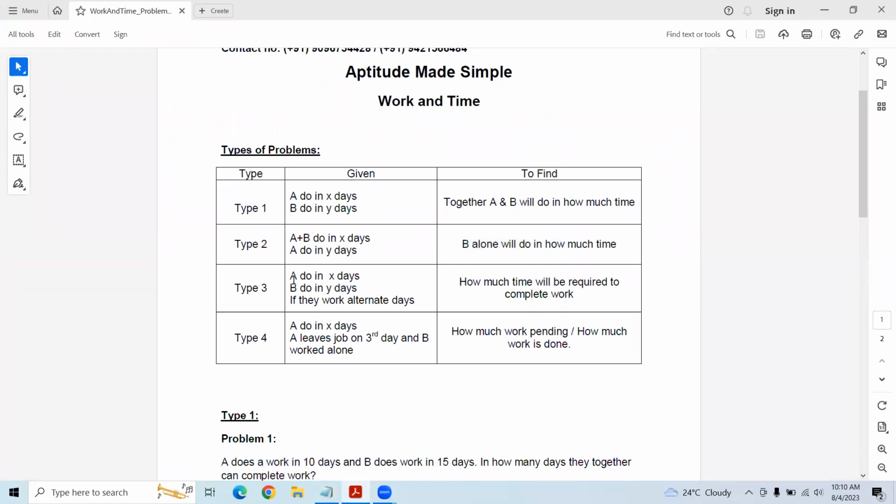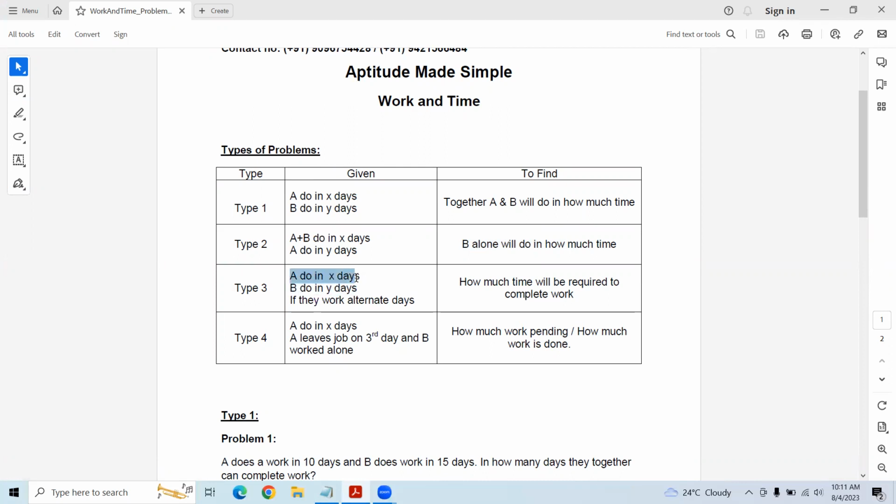So you remember the COVID situations where there was no permission for 100% capacity of work and everything. So that used to happen. Few people used to work on alternate days like Monday, Wednesday, Friday, and other people used to work Tuesday, Thursday, Saturday, like that. So this type 3 is similar to that.